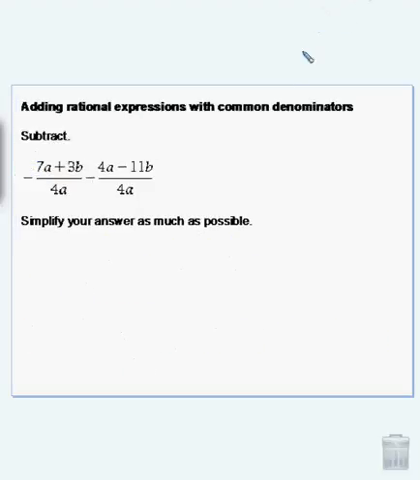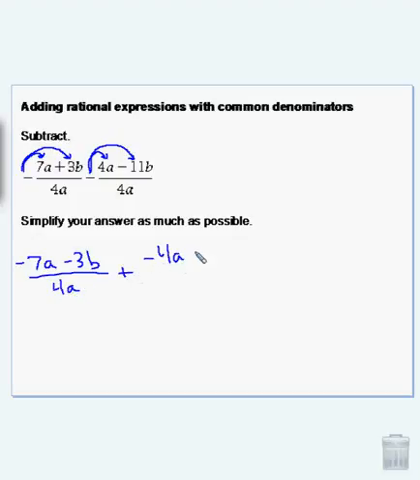Now for our second example, we're actually dealing with subtraction. Again, we have a negative here in front of our first expression, so we need to distribute that negative. We also have a negative here that we need to distribute. This gives us negative 7a minus 3b over 4a plus negative 4a plus 11b over 4a.